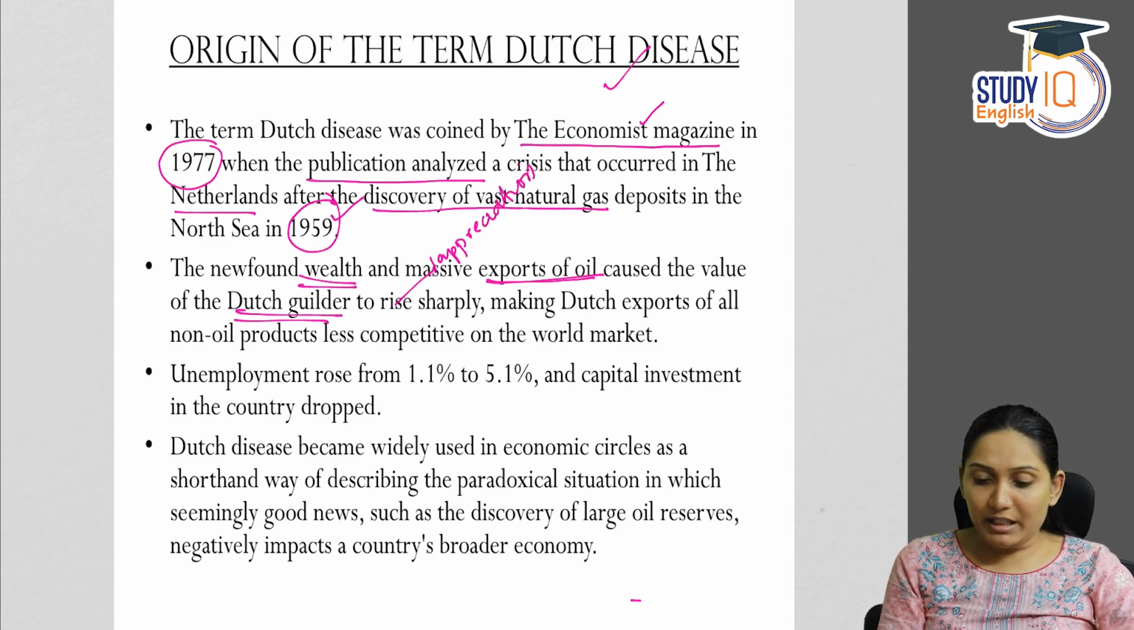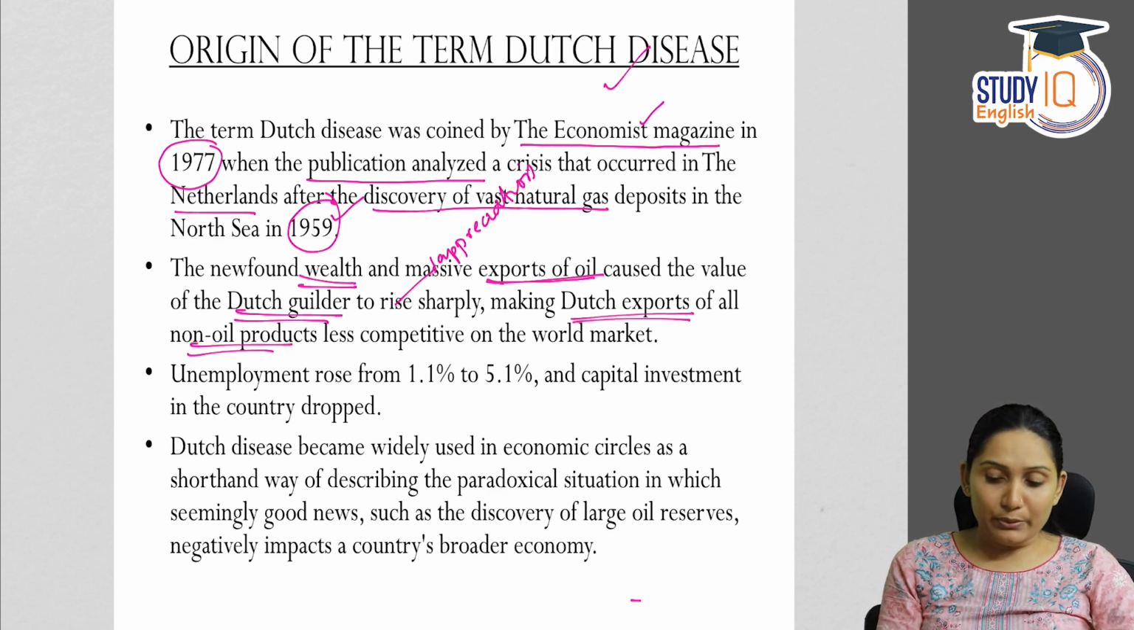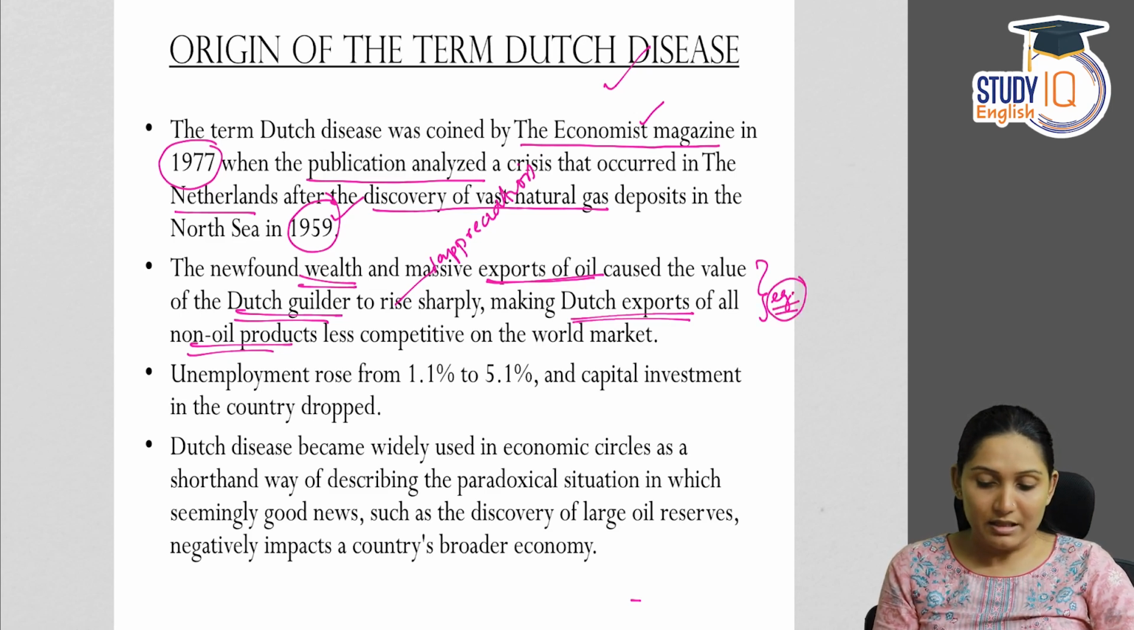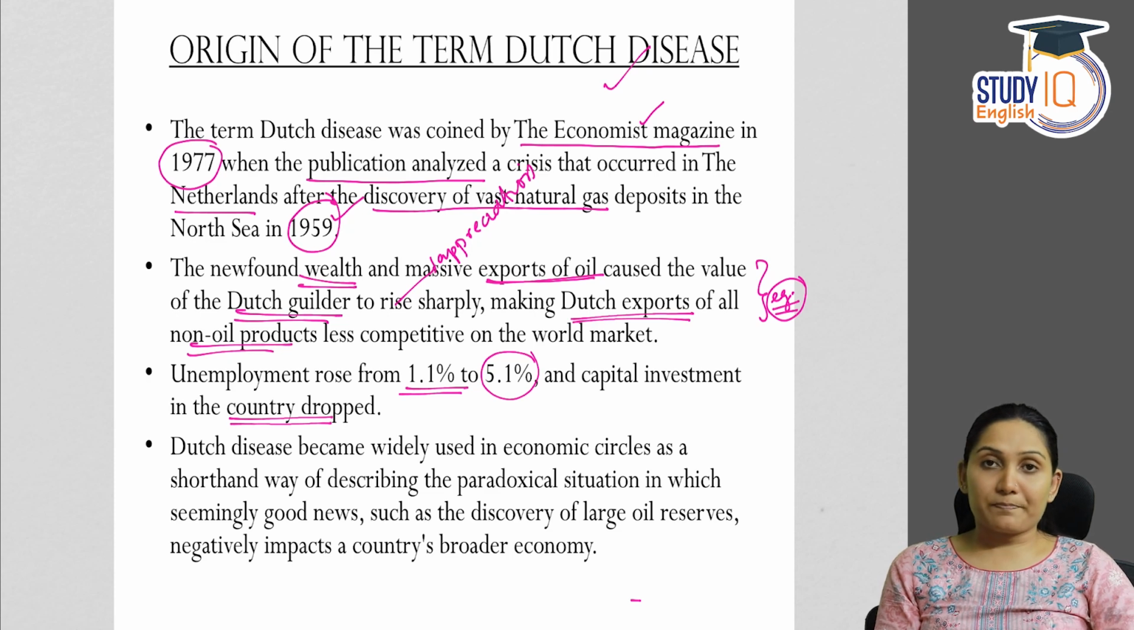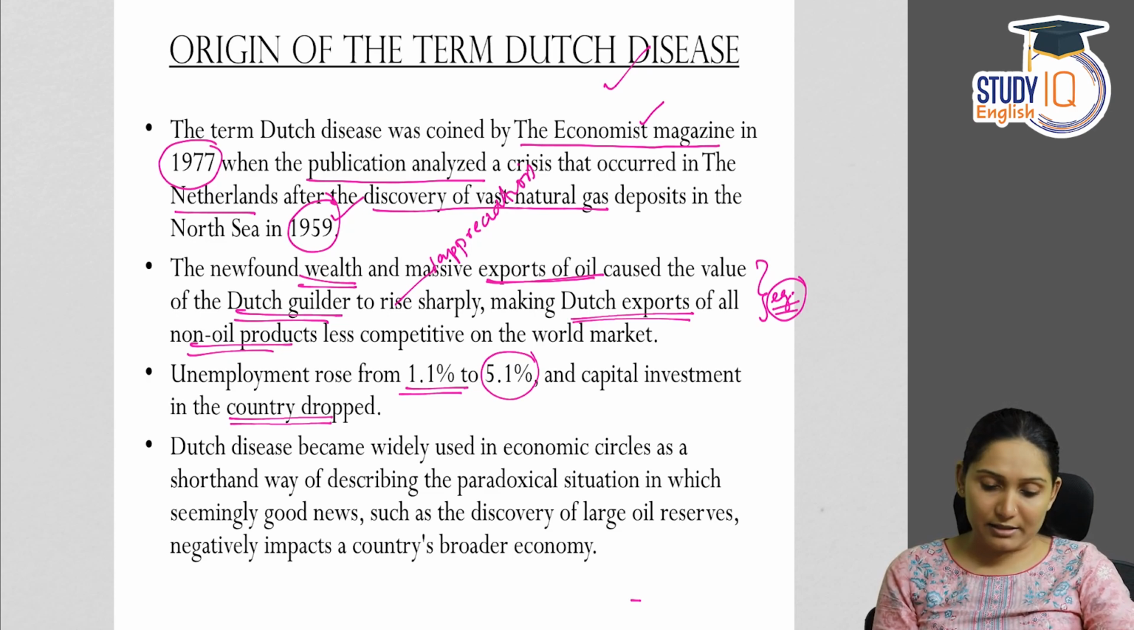And what happened? This made the Dutch exports of non-oil products less competitive in the world market. You can very well connect this example with the definition of Dutch disease which we have discussed. For the non-oil products, that is, apart from natural gas or oil, all the other products became less competitive on the world market. Unemployment rose from 1.1% to 5.1%. Capital investment in the country also dropped. Why? Because the other sectors became less competitive and the growth of the other sectors was less.